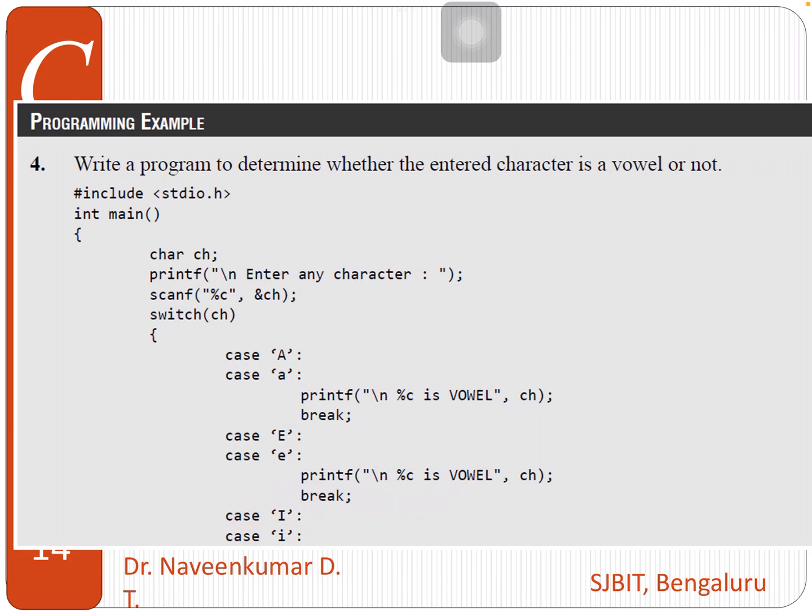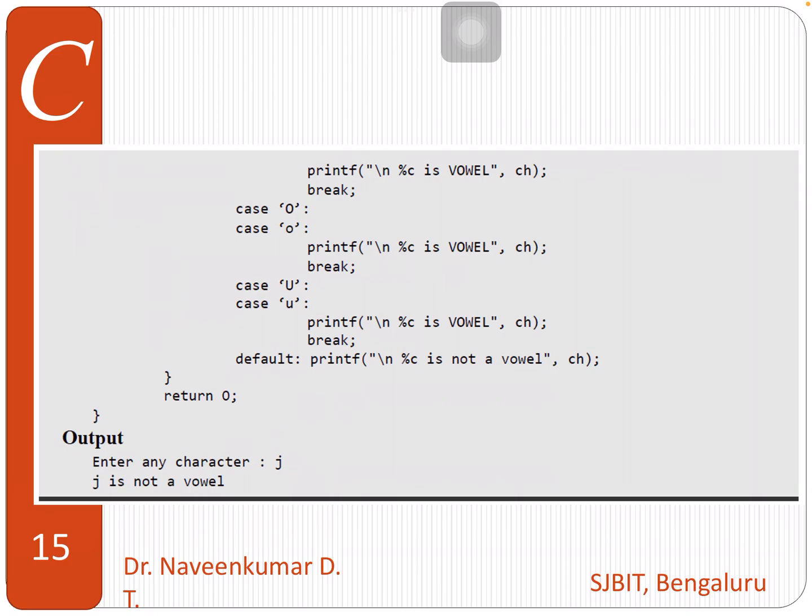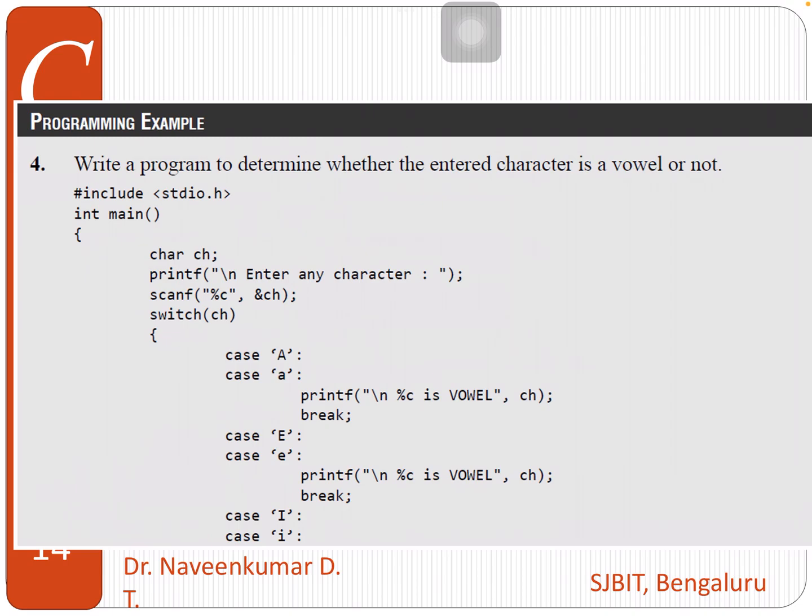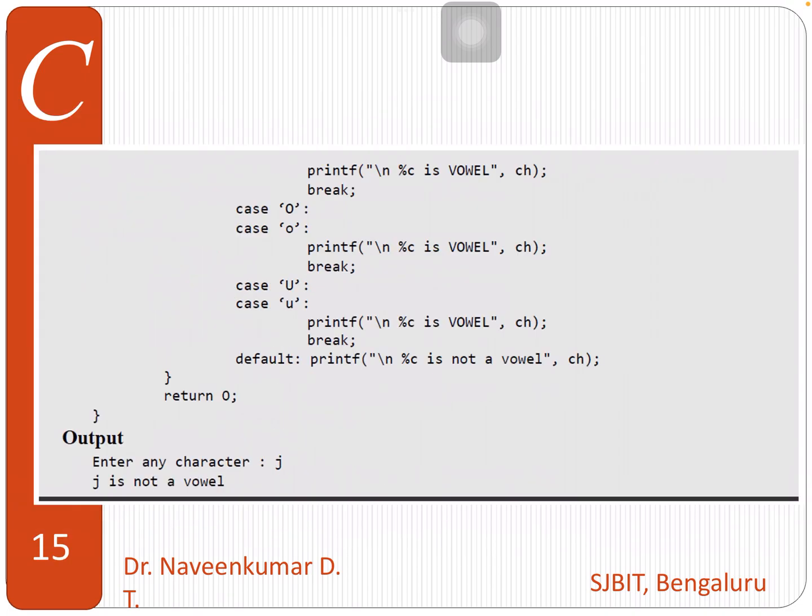Similarly, it will check for I, O, U. If the value you enter matches either capital A, E, I, O, U or small a, e, i, o, u, it will print vowel. Otherwise, it will print is not a vowel. For example, if you enter the character J, J does not match A, E, I, O, U, therefore it is not a vowel. So the expected answer is J is not a vowel. Okay, so in this video, we have understood the working of the switch statement.